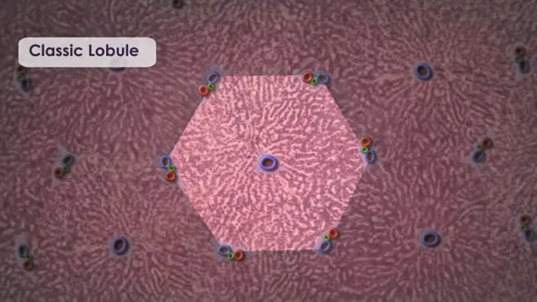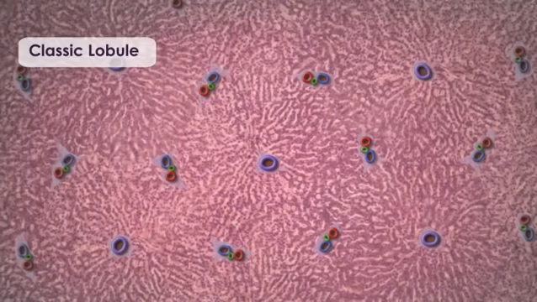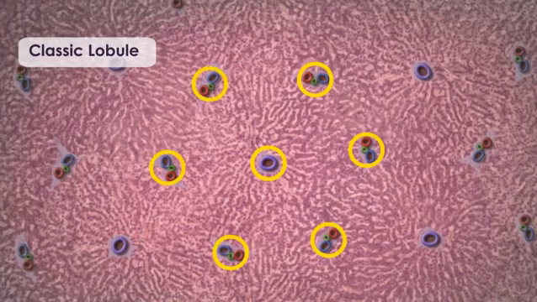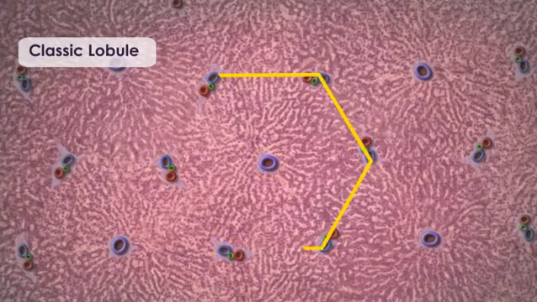To identify a lobule in a histological slide, first find a central vein. Next, locate the portal triads surrounding that vein, usually about 6, at the corners of the hexagonal prism. An imaginary line connecting the triads represents the outside border of the lobule.